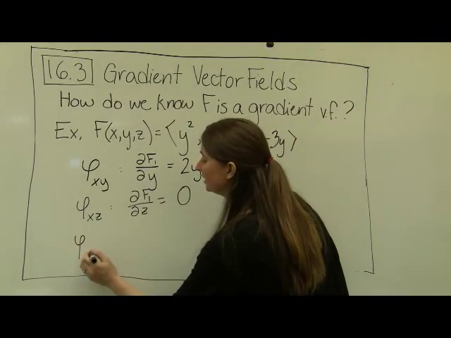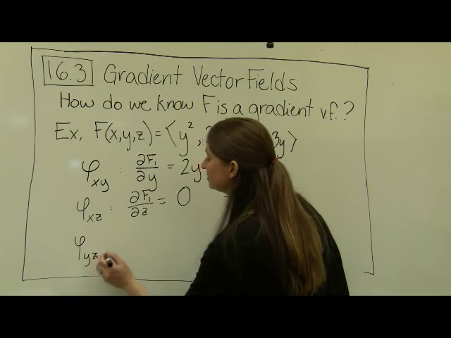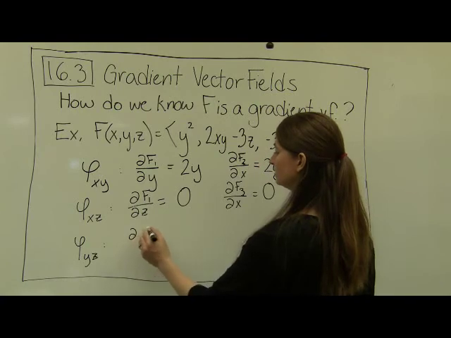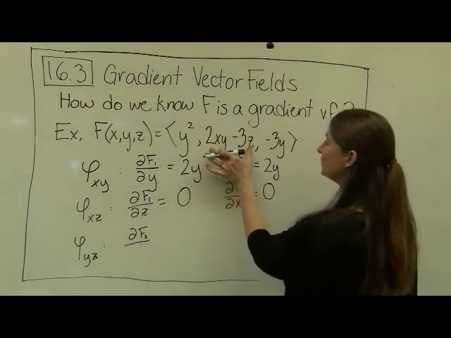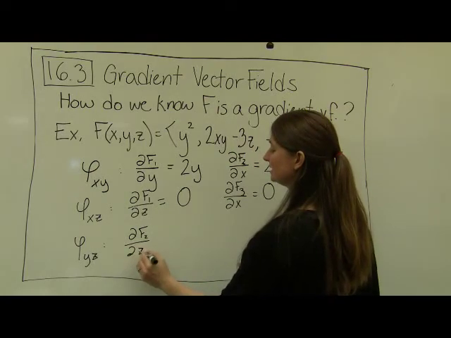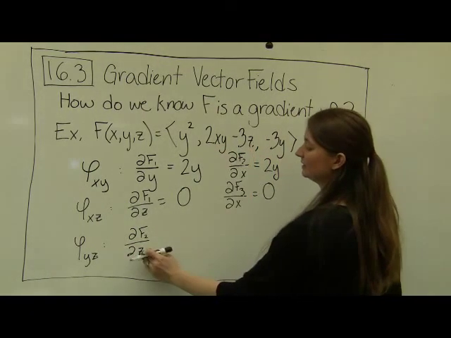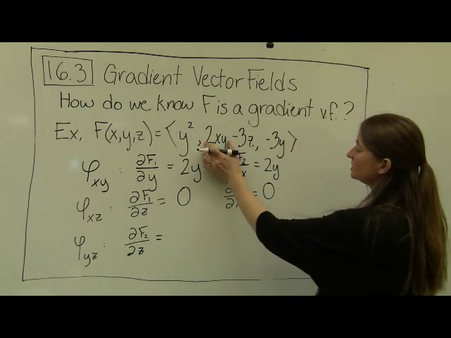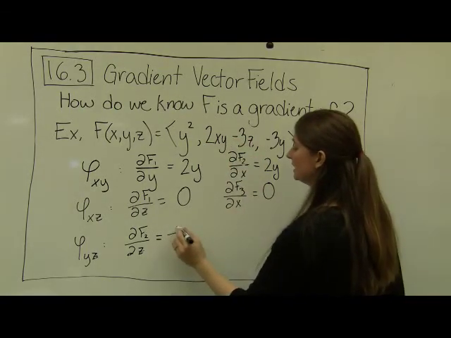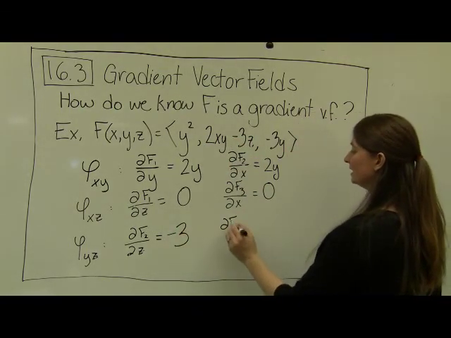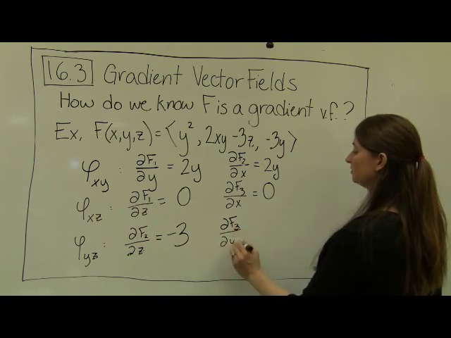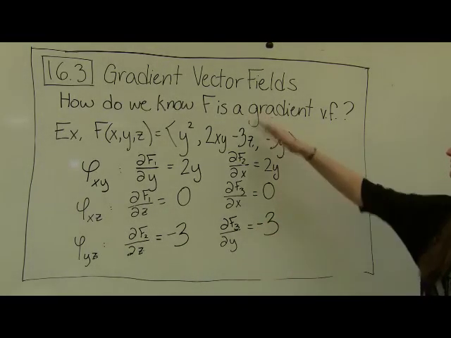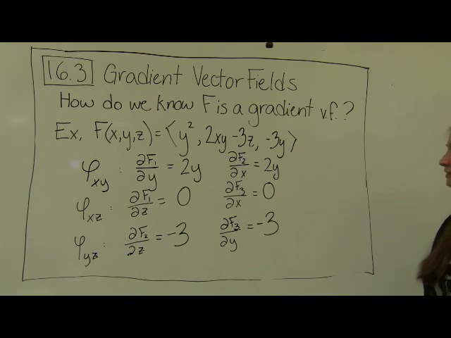My final mixed partial that I have to check is the mixed partial of my potential function with respect to y and z. So that's going to be my second component function, the partial derivative with respect to z, because this part is the y part, and the z corresponds with the z. So it looks like this term is just 0, but negative 3z becomes negative 3. And then finally, I'm going to check the partial derivative of the third component function with respect to y, and I also get negative 3. So we just found out that f is a gradient vector field, which is great.